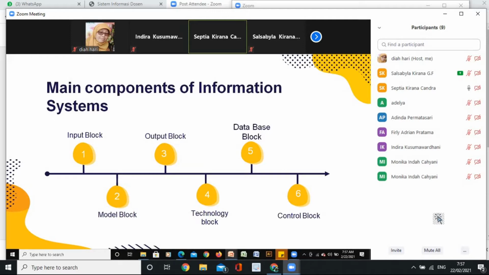Therefore, the database can be viewed from a logical point of view, concerned with how the data storage structure ensures the accuracy and relevance of retrieval of information to meet user needs. Then sixth, control block.